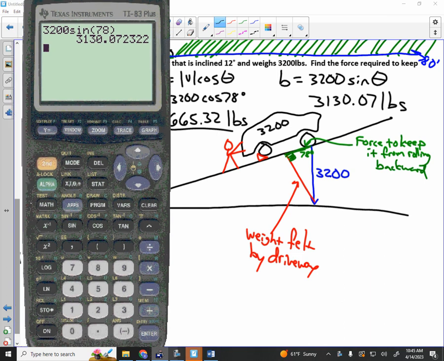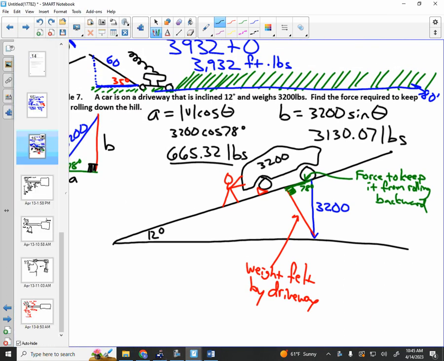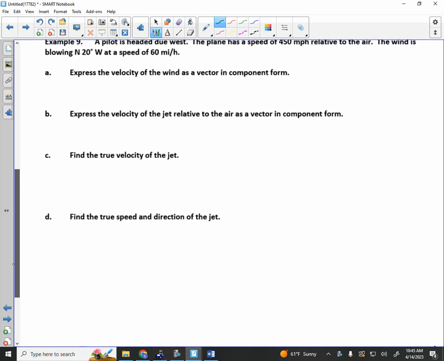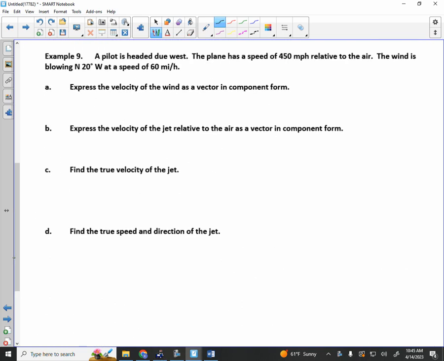Okay. All right. Last example then. You're going to flip back in your notes to this part where it talks about a pilot heading west. For the sake of the problem, we're going to say the pilot is not heading west, but rather heading east. And there's a wind blowing at north 20 degrees east, not west. I'm just trying to make this a little bit better. Right here.